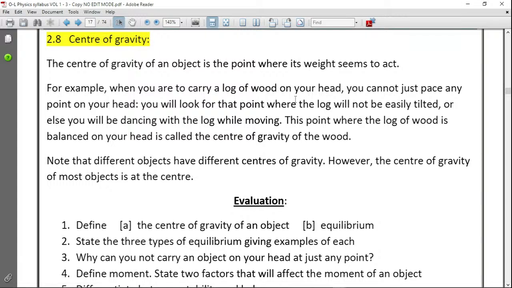So the center of gravity is that point where the weight of an object seems to act. With this, the point where the log of wood is balanced on your head is what we can refer to as the center of gravity. Note that different objects have different centers of gravity. However, the center of gravity of most objects is at the center.